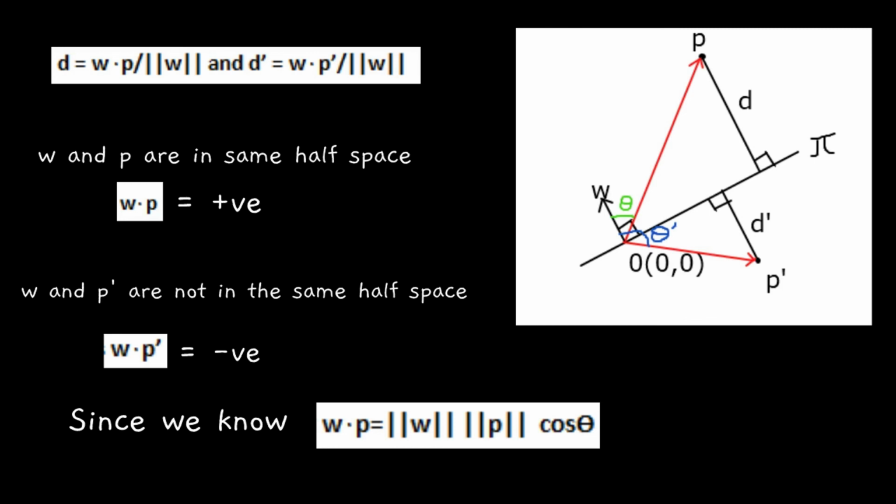Dot product is really very important in linear algebra and machine learning. Whatever we are learning in 2D, it holds true for any dimension.